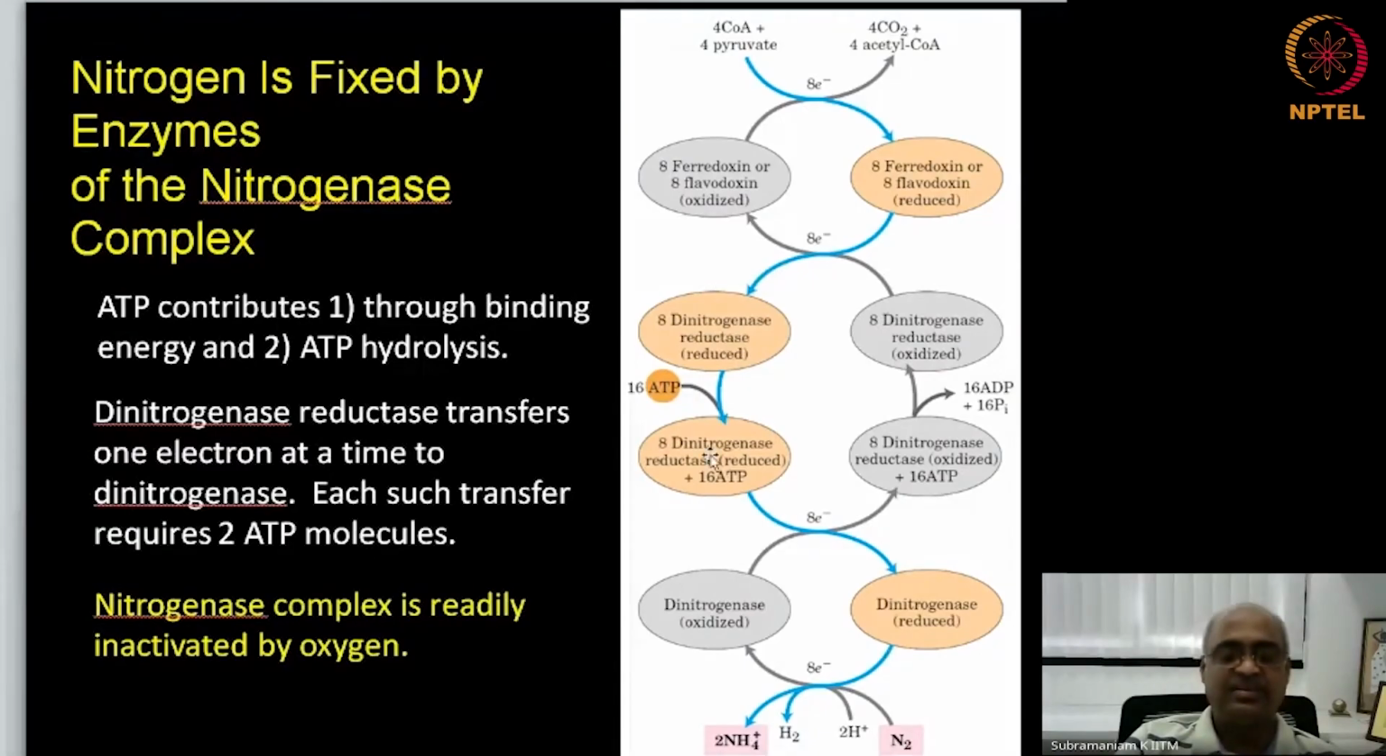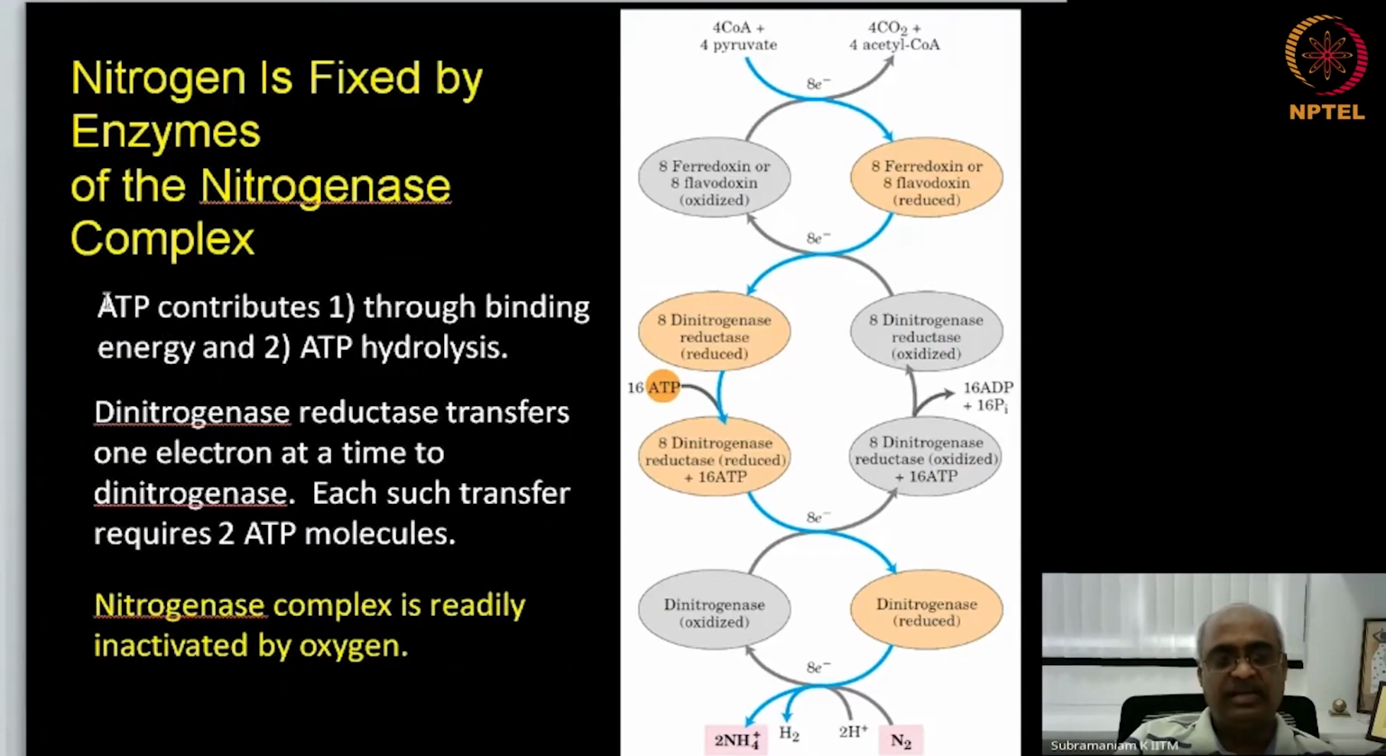Like that it makes 8 trips to provide the 8 electrons, or if you have 2 of them, then it goes 4 rounds. For each electron transfer, it requires 2 ATPs, so 16 ATPs are hydrolyzed to provide the 8 electrons. Out of the 8, 6 go to reducing the nitrogen, and 2 combine with 2 protons to make hydrogen. So this is how from an original electron donor, electrons are transferred to the dinitrogenase complex by this dinitrogenase reductase enzyme, and then this one reduces the nitrogen into ammonia.